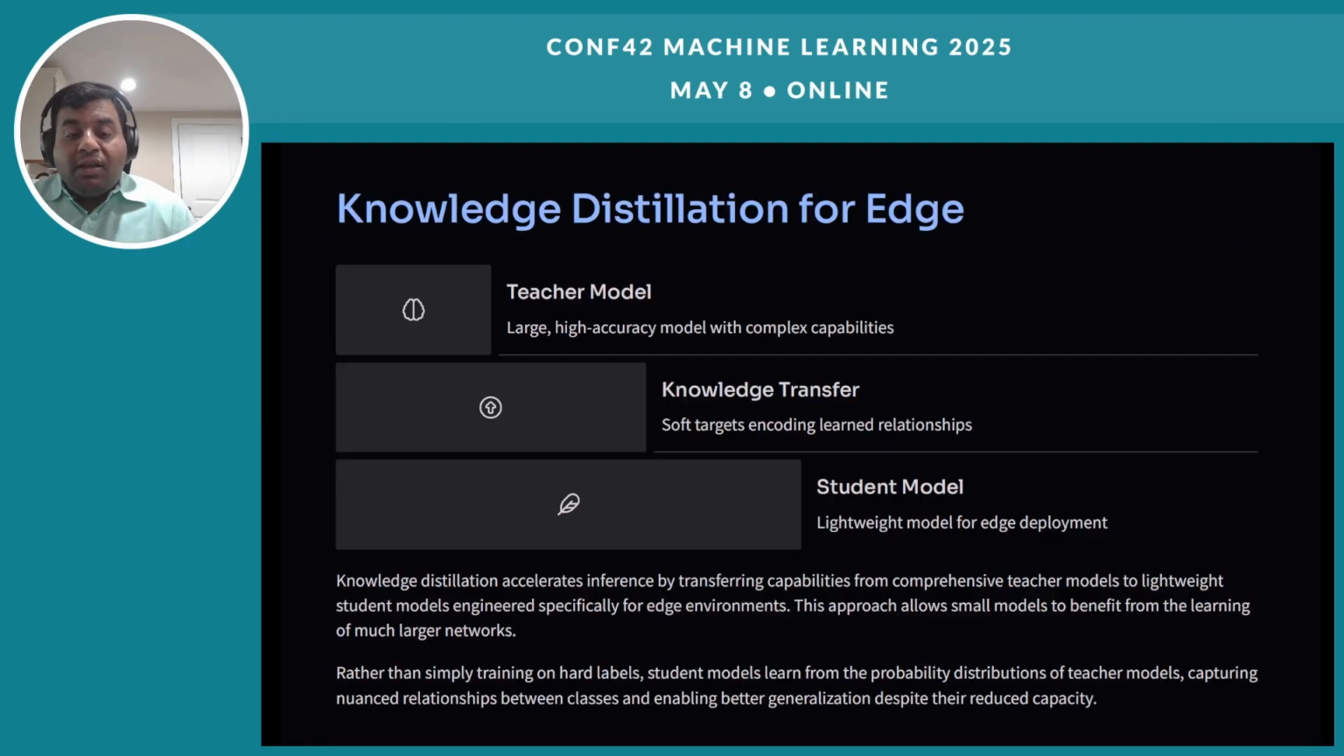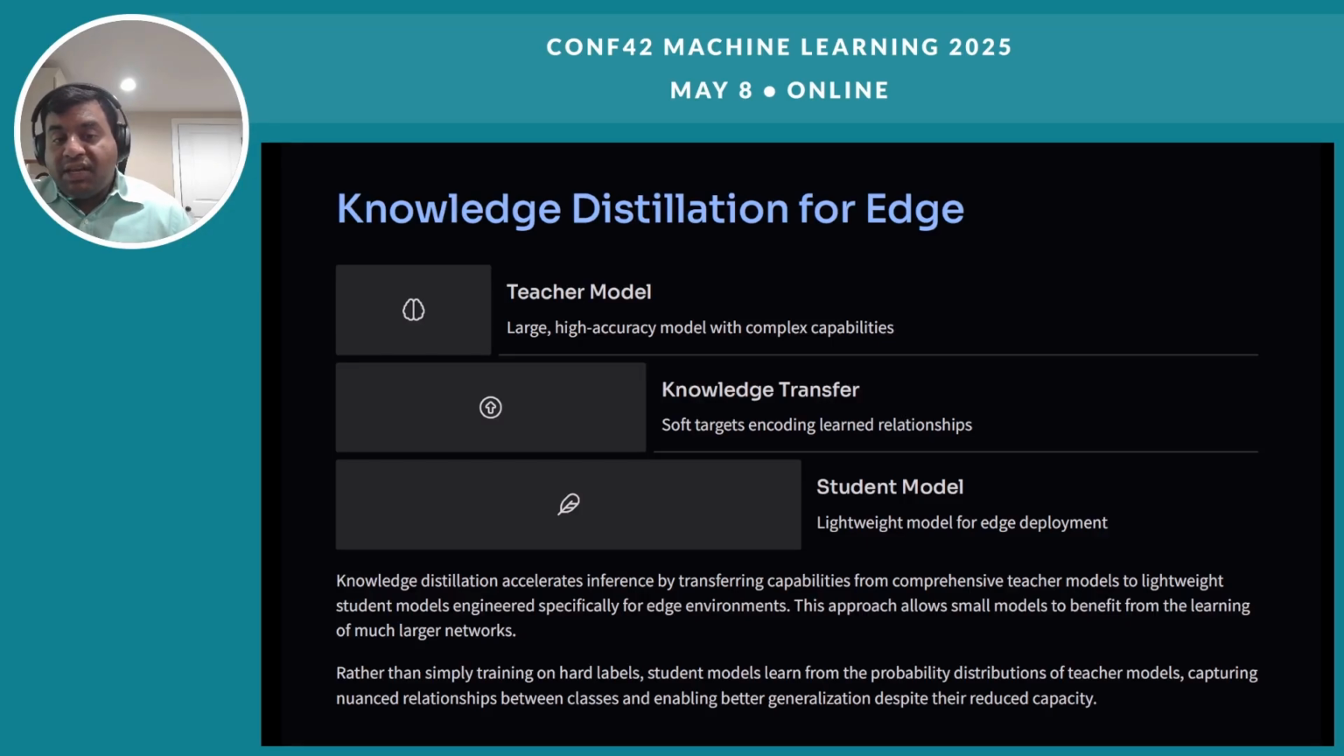Last technique, knowledge distillation for the edge. Imagine we have a large, complex, highly accurate teacher model. It performs great, but it's too slow or large for the edge. We also have a much smaller student model, which is lightweight enough for edge deployment, but might not be as accurate on its own.